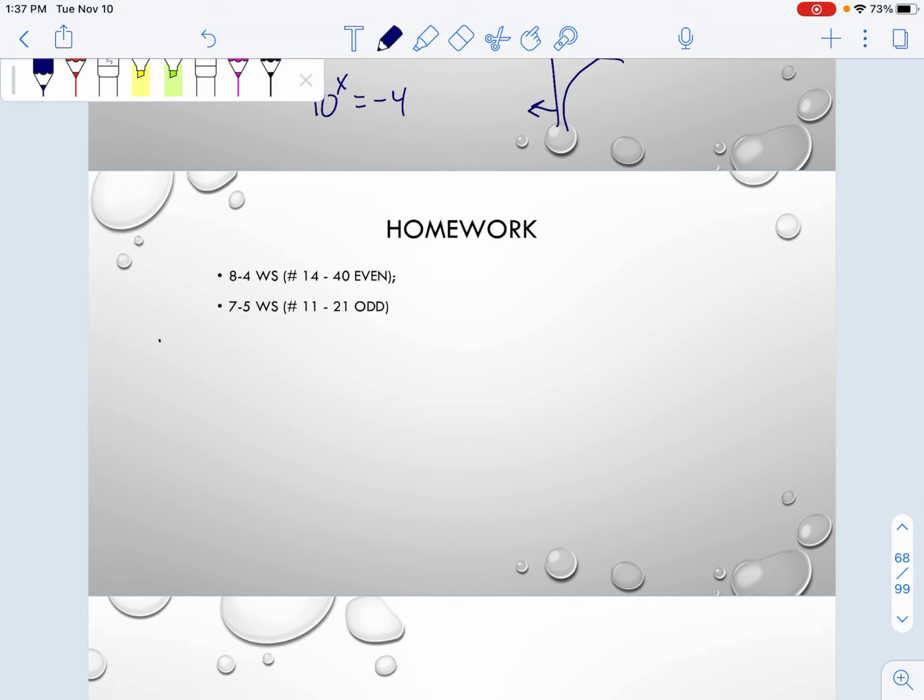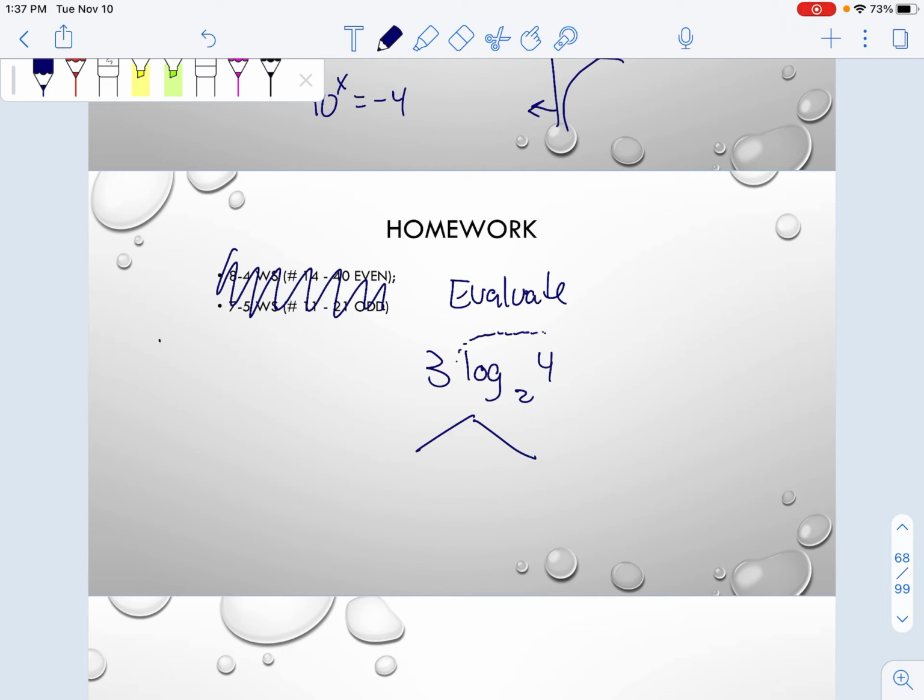Ignore this homework right here. There's one more question I want you to do. I want you to evaluate this, again just making this up on the fly. If we have 3 log base 2 of 4, there are 2 ways we could do this. The first way is if you just handle this: you have 3 times whatever we're going to get out here, log base 2 of 4.